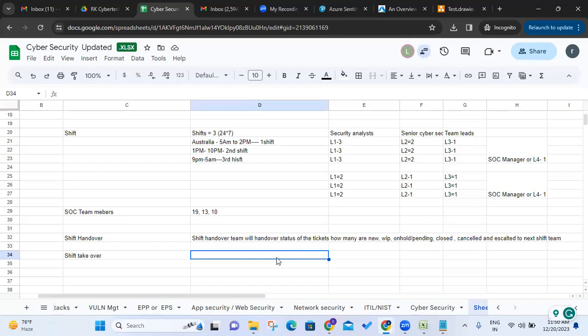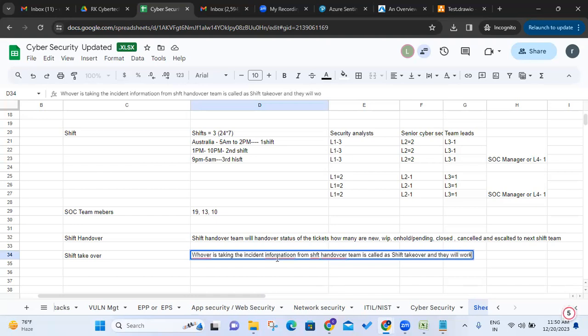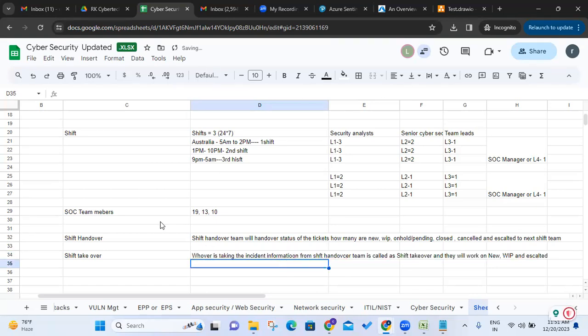Shift takeover. Whoever is taking the incident information from the shift handover team is called shift takeover. And they will work on new, work in progress, and also escalated incidents. So that is called shift takeover.